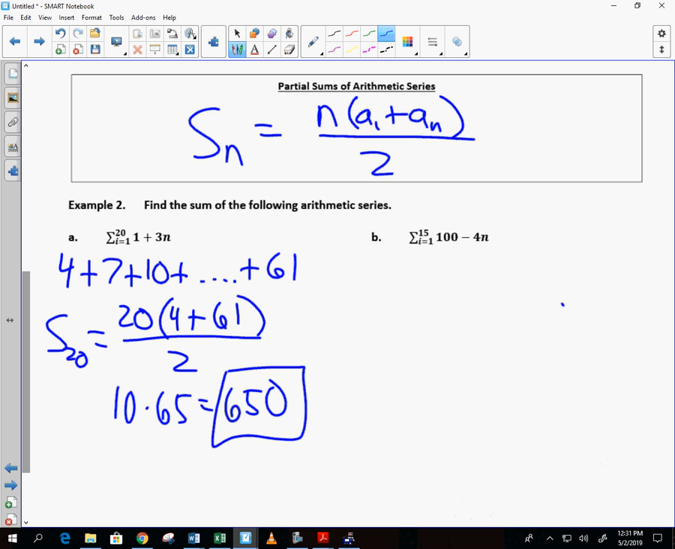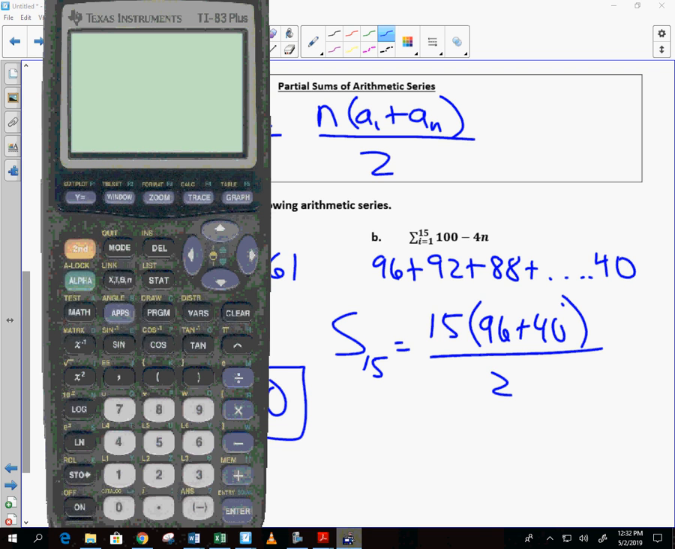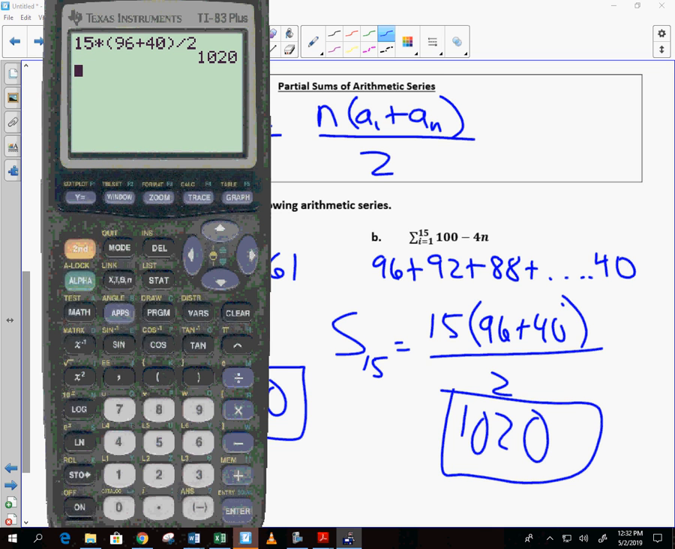All right, here we go. So you plug in 1, and you get 96, and then we get 92, and we get 88, and so on and so forth, all the way down to 40 here. So the sum of 15 terms is going to equal 15 divided by 2, and then we multiply 96 plus 40 together. I worked that through on my calculator, and I got 15 times 96 plus 40 divided by 2, and I get 1020. Is everybody good with that? Great, good work. Flip it over.